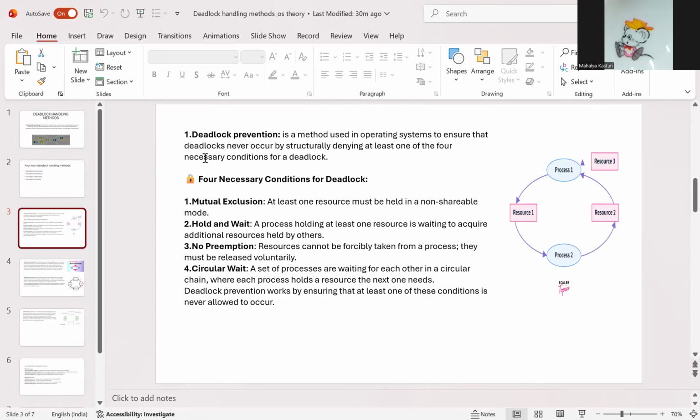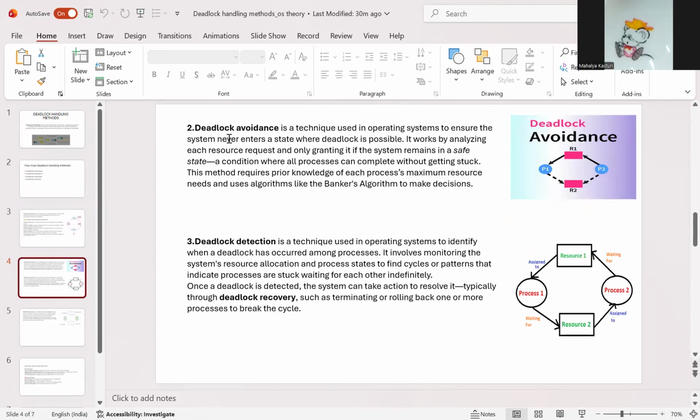We can see a real-life example in a traffic light controlling cars, so only one side moves at a time, preventing cars from blocking each other. We can see it in computers, where the system may not let a process hold one resource while waiting for another. Then coming to the second one, deadlock avoidance.